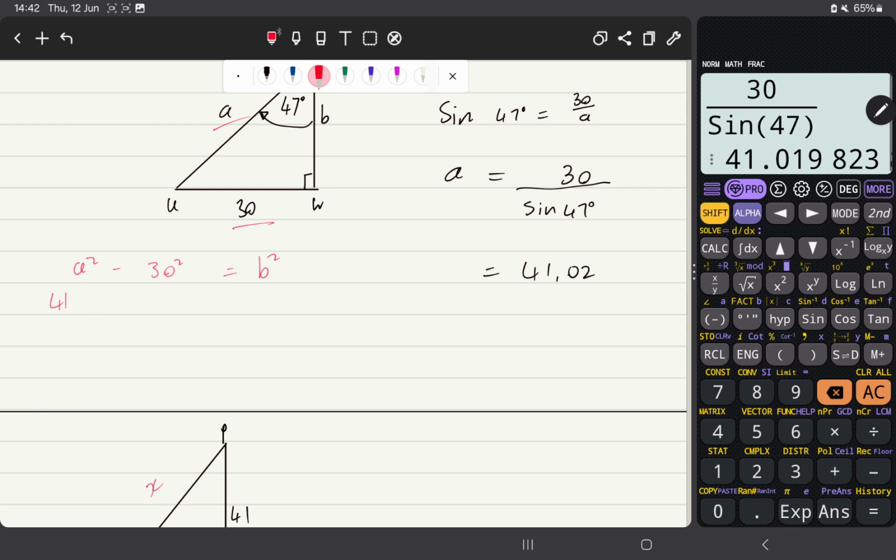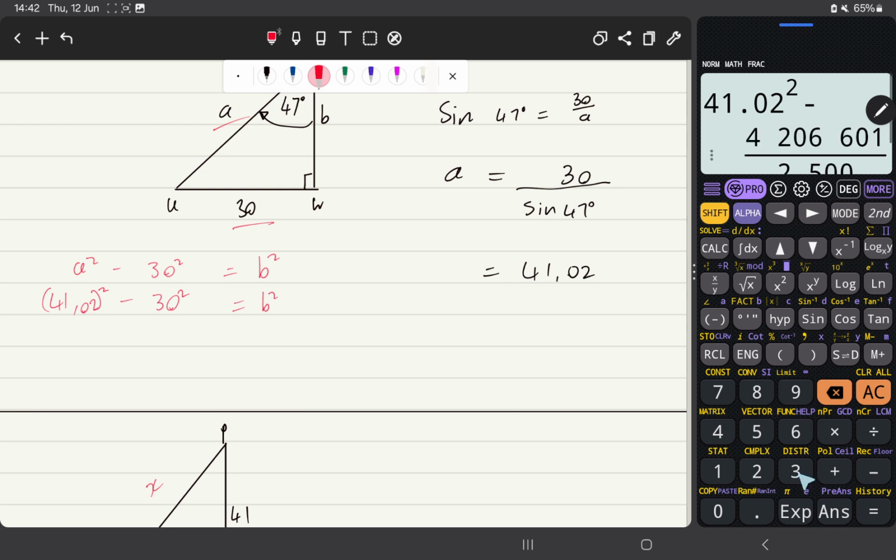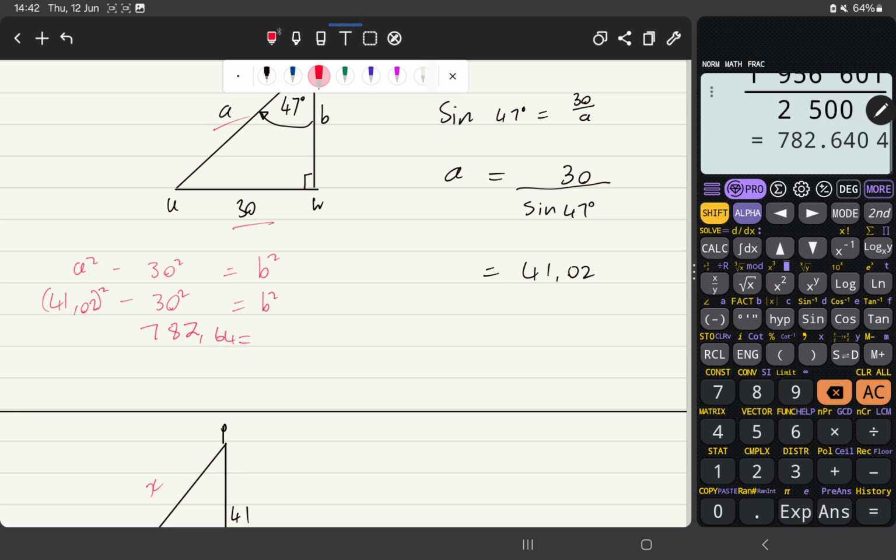But when you're writing your exams, they will say round your answers to 2 decimal places. So let me just go on with 2 decimal places. So it's 41.02 squared minus 30 squared is equal to B squared. Going to my calculator, 41.02 squared minus 30 squared, I am getting 782.64 for B squared. So now I just take the square root of both sides. The square root of 782.64, the answer we get is 27.98, right? So therefore B is what?